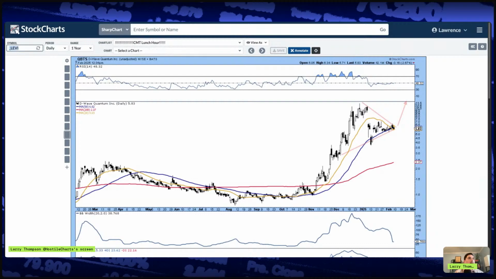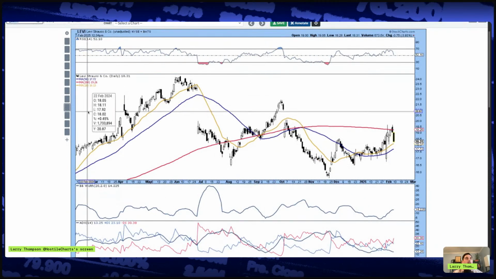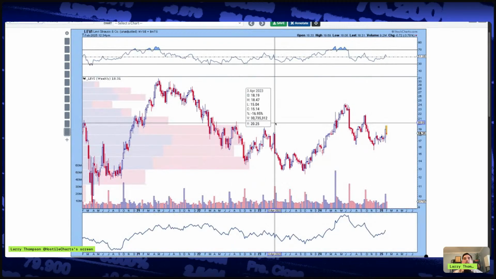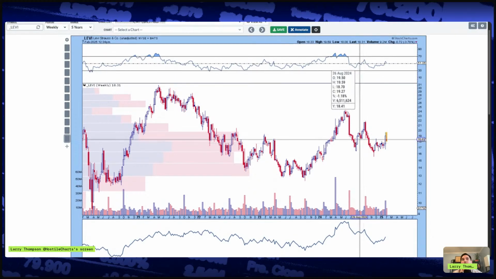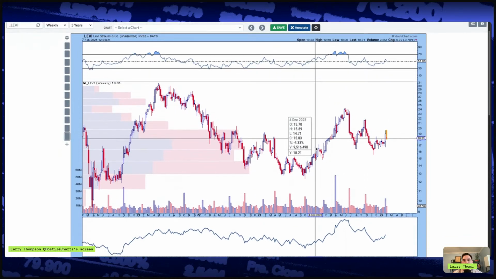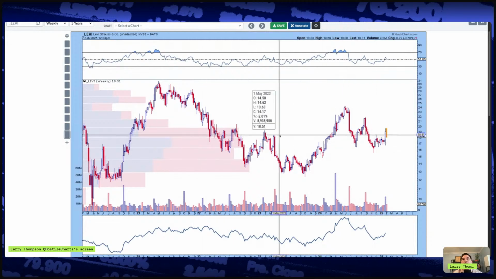Levi, L-E-V-I. Levi Strauss. Okay, so let's zoom out for a minute. Let's take a look at the zoomed out chart. See, I don't love it. Chat, tell me what you love about this name. Tell me what people like about Levi. I don't see a trade here, right?